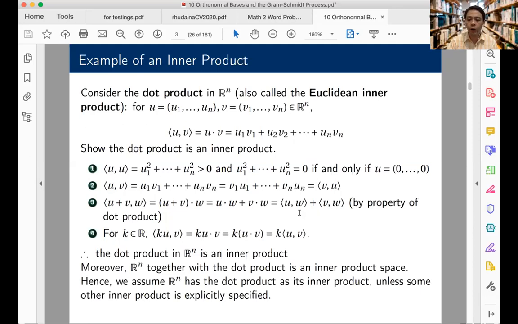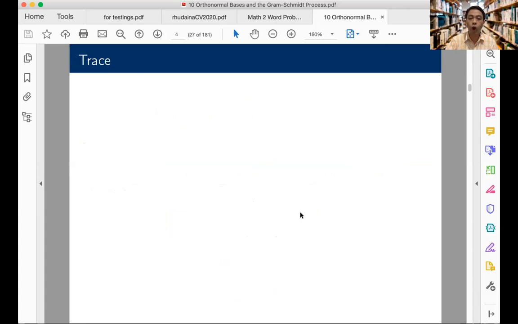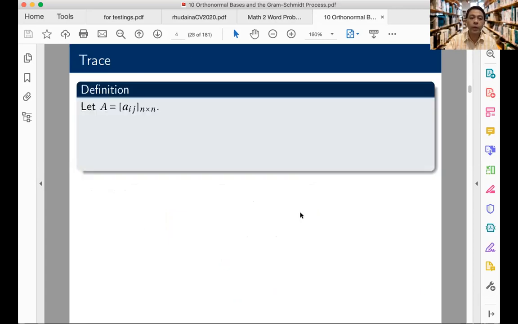Now, to give an example of another inner product, let us first define a very important concept in matrix analysis, and that is the trace of a matrix. Given a square matrix A, which is n by n, the trace of a matrix, which we denote by tr of A, is given by the summation of A sub ii. In your matrix, A sub ii denotes the diagonal entries. So we are taking the sum of the diagonal entries, and the sum is equal to the trace.